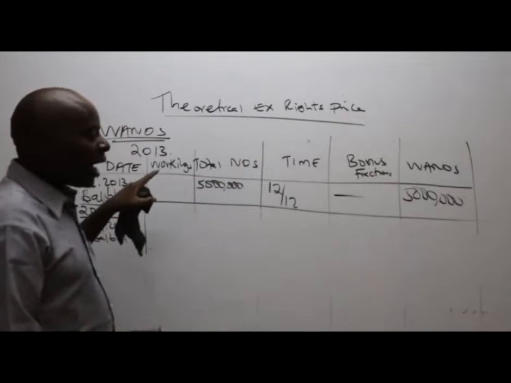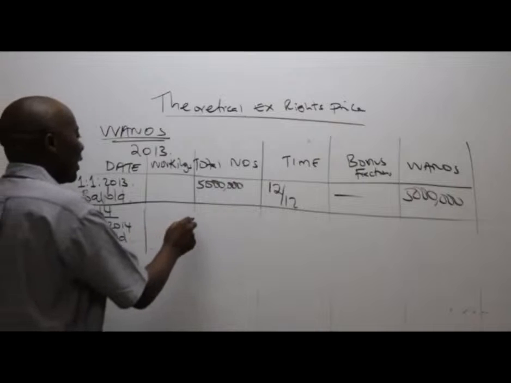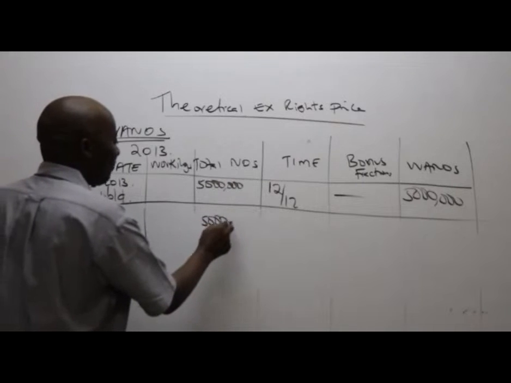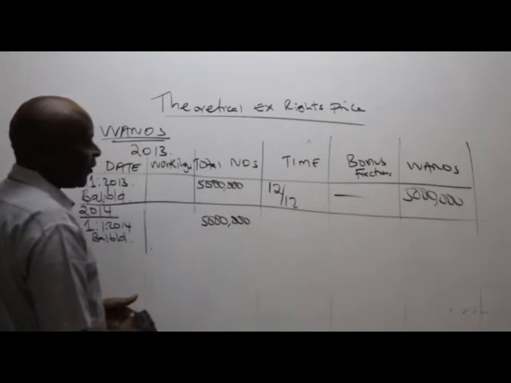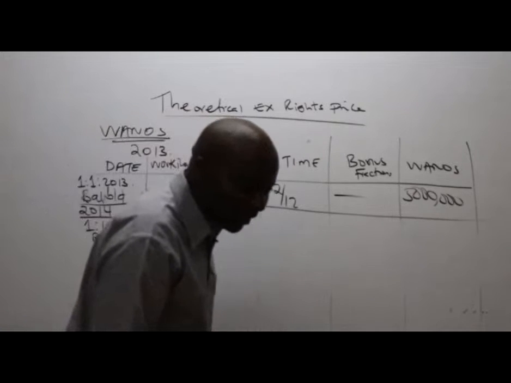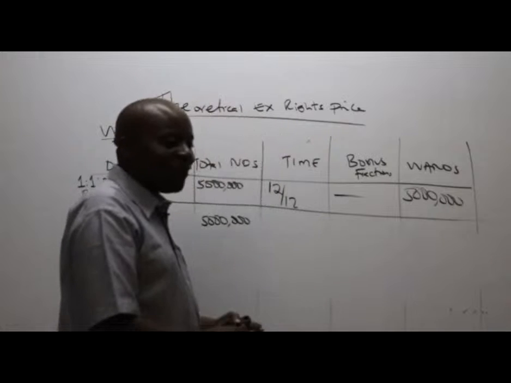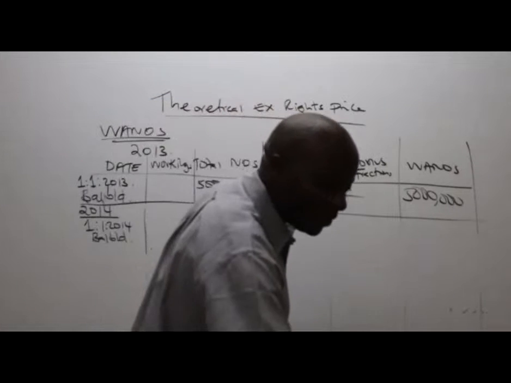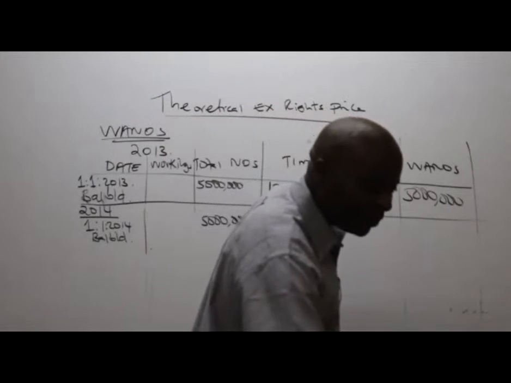Steve Juma ananiambia mwalimu, hizi zilikuwa ni ngapi somebody? Ni 5 million. Now, ladies and gentlemen, could you kindly listen and listen to me very well?